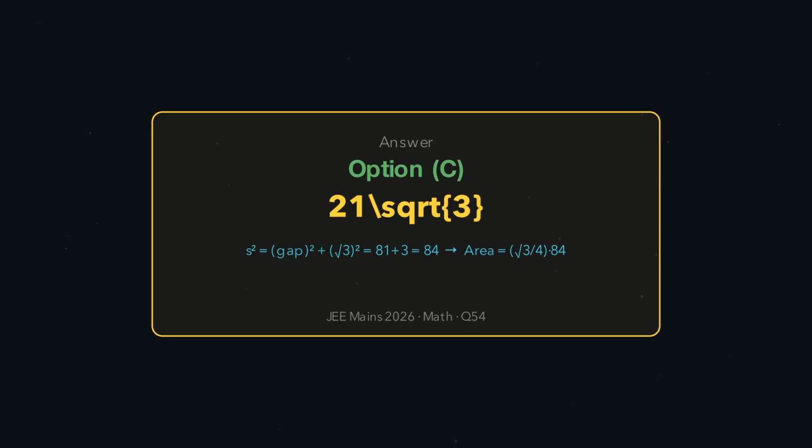Option 3. The hidden trick was the angle parametrization. It compressed a messy coordinate system into 2 clean equations.